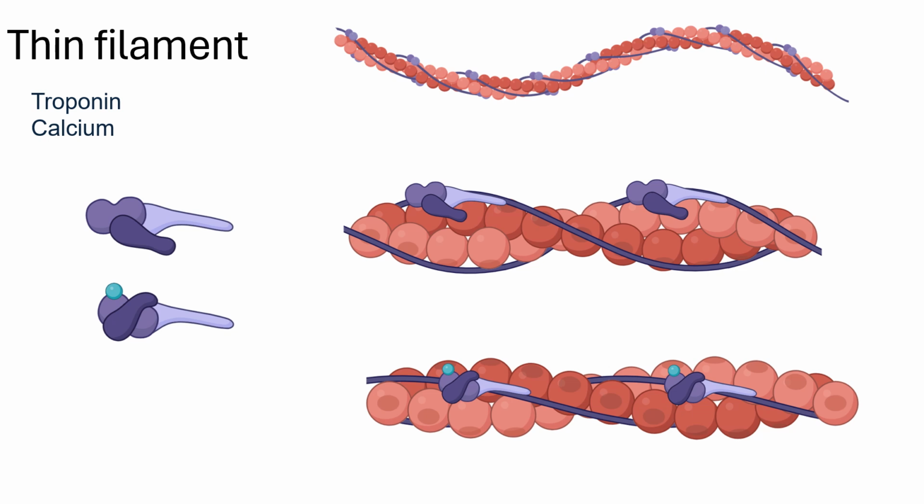To make the thin filament even more complicated, there's also this structure here that I've put, which is called troponin. I have a picture of troponin here without calcium attached, and then I have a picture of troponin here with calcium attached. Troponin is something like a lock, and calcium is like the key.